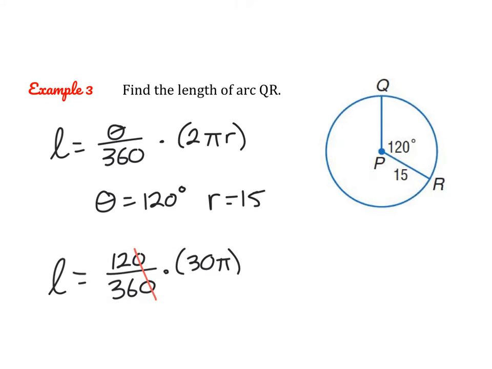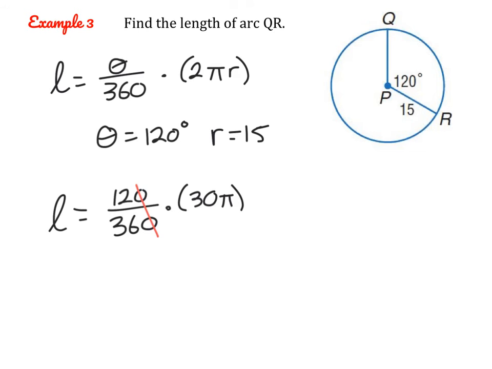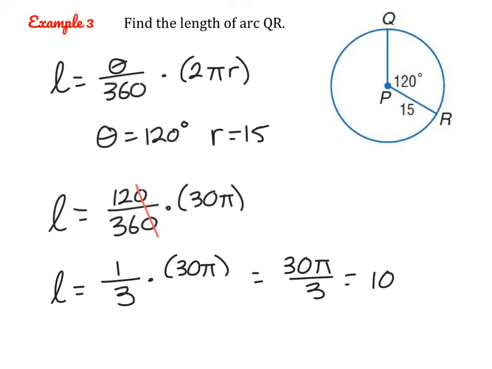So here I can divide by 10, and I can continue simplifying that fraction by dividing by 12. 12 divided by 12 is 1. 36 divided by 12 is 3. And this will give us 30 pi divided by 3, which is just 10 pi.